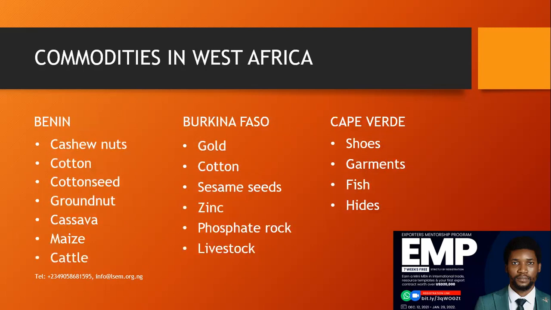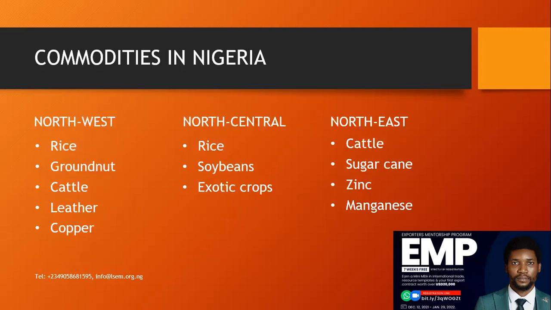Then commodities in West African countries. What are the commodities that you can actually see around in these countries? Cashew nuts in Benin. In Benin Republic, cashew nuts is one of their major exports, and you get more processed cashew nuts in Benin Republic than in Nigeria. Yes, you get more cashew nuts in Benin Republic than in Nigeria.